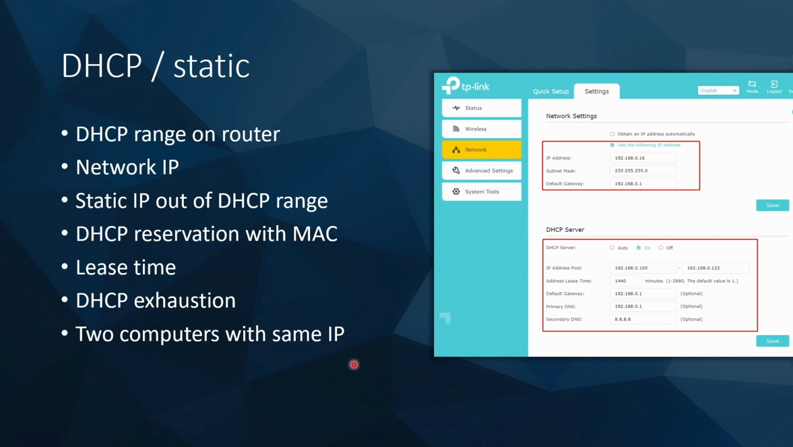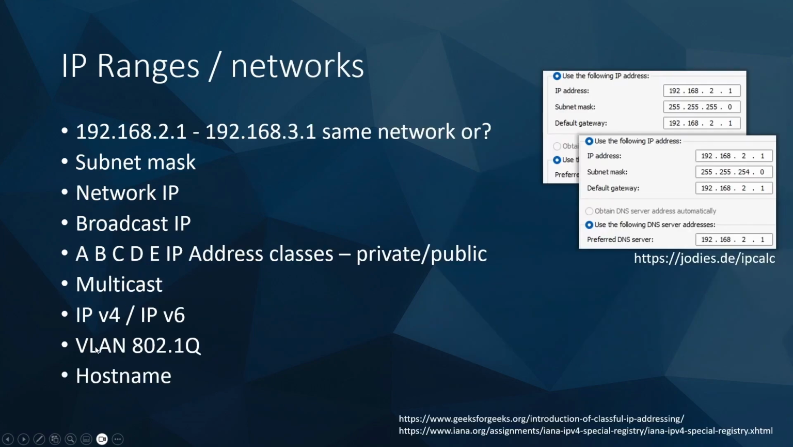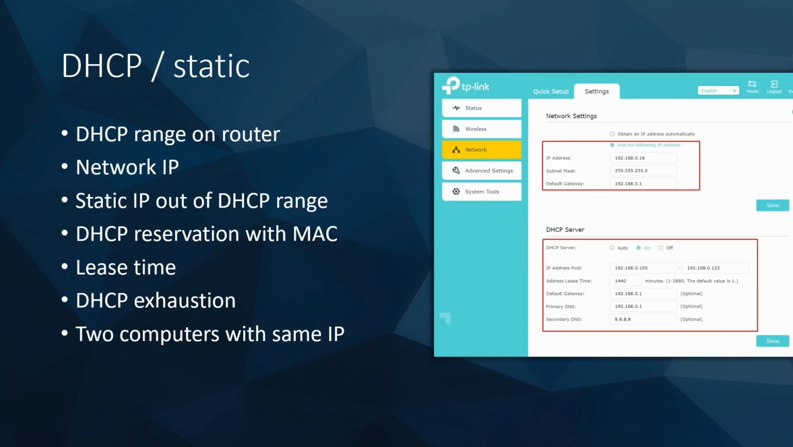Two computers with the same IP. If you decide to do static IP and go, like in the previous screen, to this Windows configuration, you can make a problem for yourself. Why? Because you might set two computers with the same IP, and then different bad things can happen. That's why we suggest doing all of the IP reservation through the router with the MAC address. We will show you this in the demo.